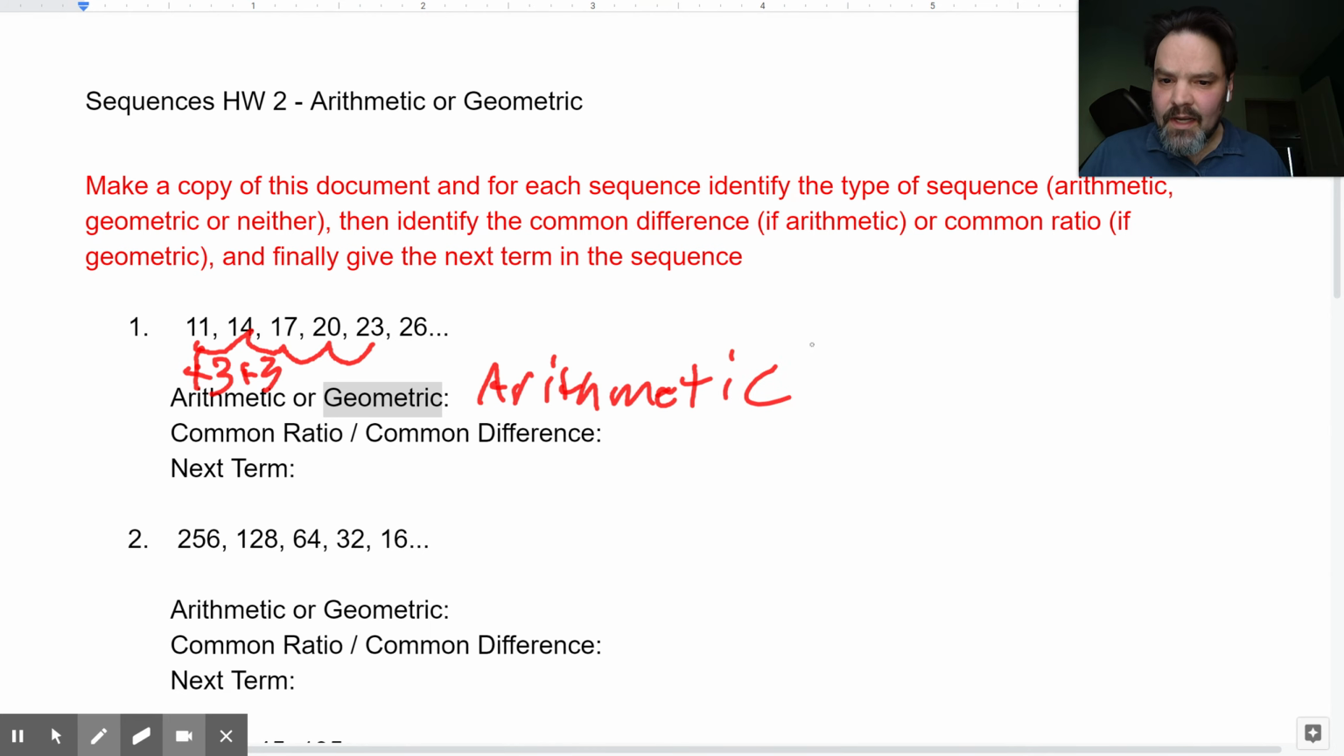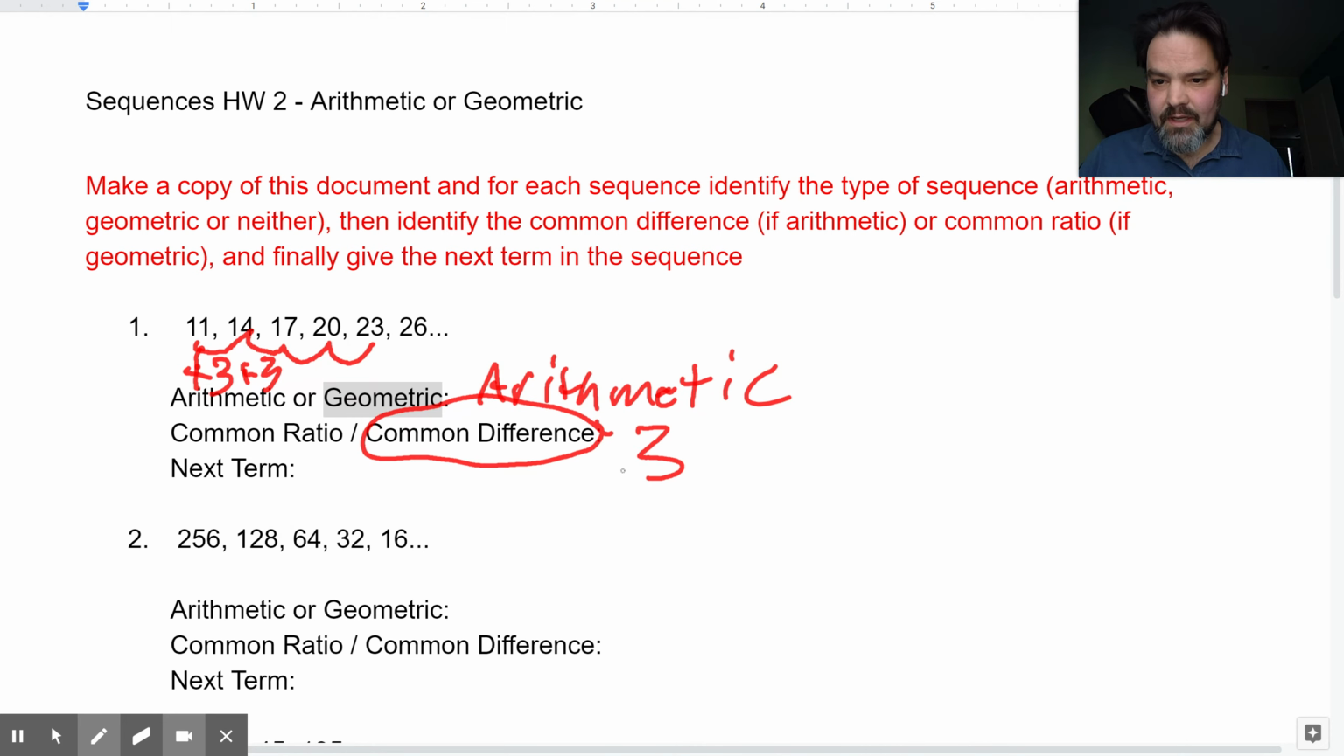Now, is it going to have a common ratio or a common difference? Because we're in arithmetic, that means it's going to be a common difference. The difference between each two terms is going to be the same, and in fact, it's going to be 3. So this is going to have a common difference, and it's going to be 3. Again, I'm writing on the page. You can just simply type in 3 as an acceptable answer.